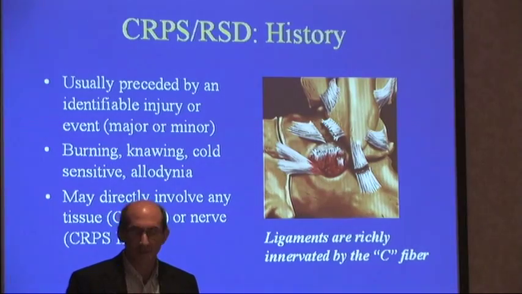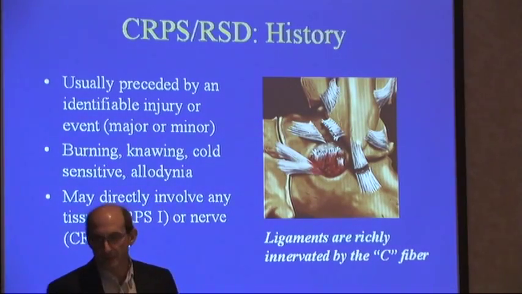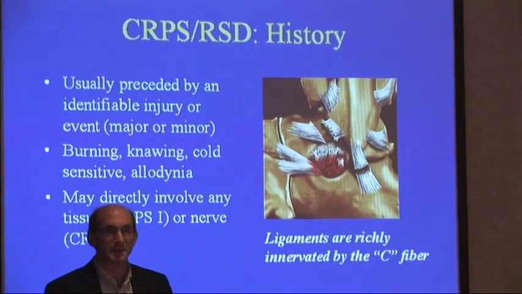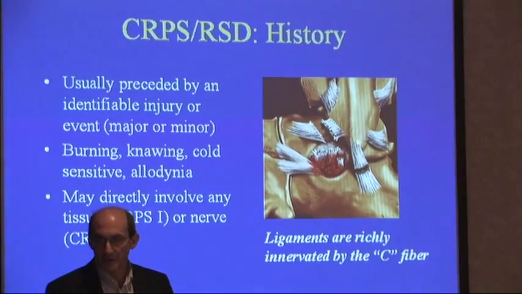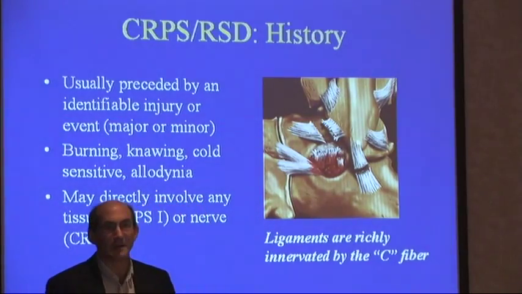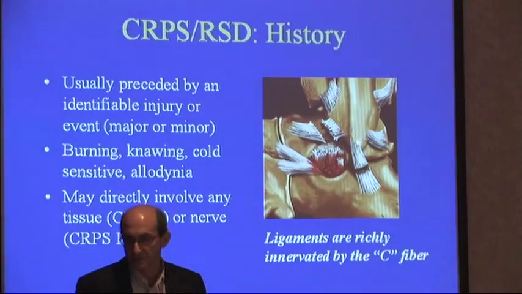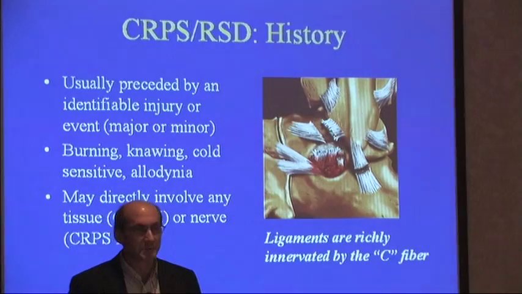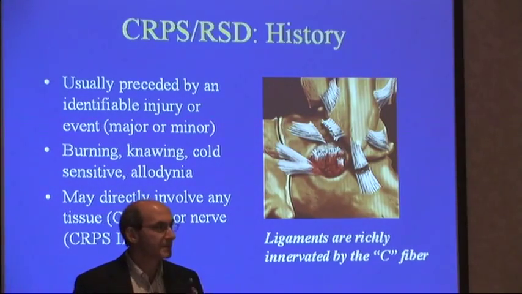All right, well, what's the history that a patient who has RSD or CRPS may give you? Almost always, if you dig hard enough, sometimes you've got to dig a little bit, but it's almost universal that all patients are going to have some kind of underlying event, some kind of injury. And it can be a minor injury. It can be something as simple as I bumped my knee on the corner of a table to a major crush event or major trauma. And they'll describe their pain as burning, gnawing, cold, sensitive, or allodynic. It may or may not directly involve a tissue or a nerve. Many people think you have to have nerve involvement to have dystrophy. It's simply not the case.